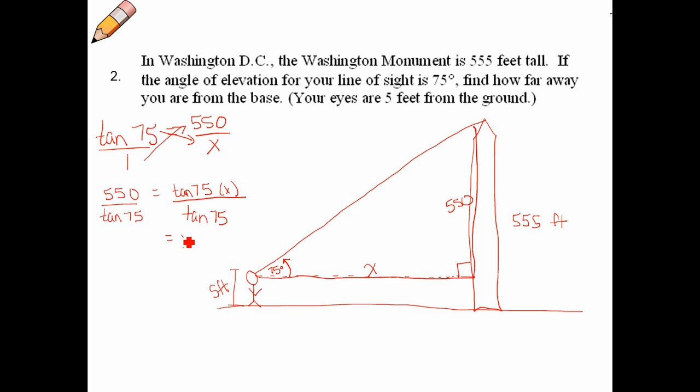So I get x equals, now I type in my calculator, 550 divided by the tangent of 75 degrees. And then I end up with a measurement of 147.4. So I'm approximately 147.4 feet from the base of the Washington Monument. All right, let's look at another one.